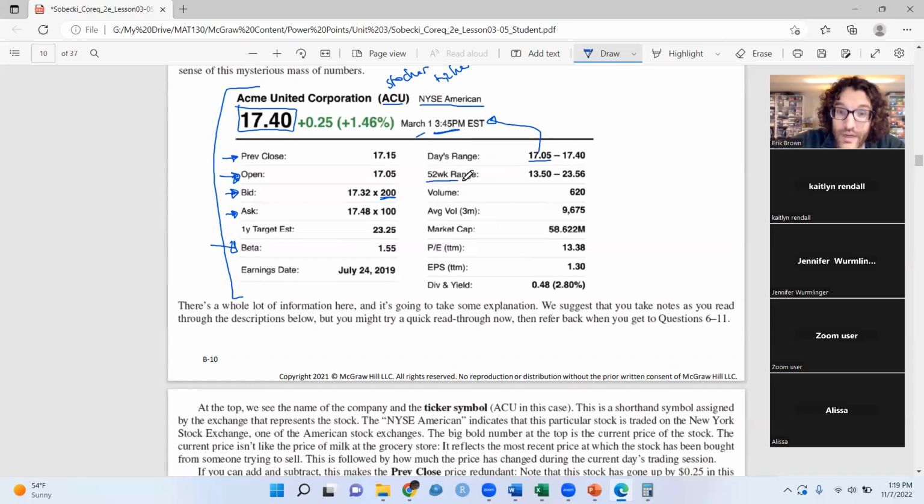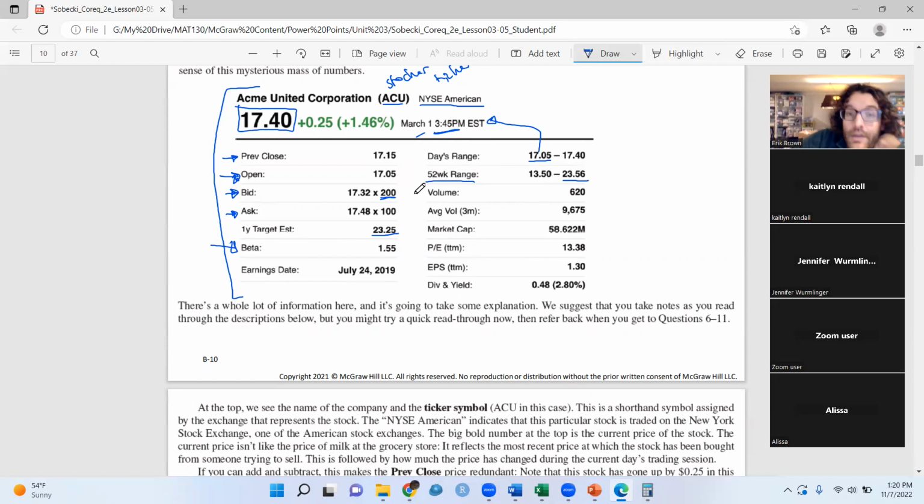And then the 52-week range is the same thing as the day's range, except that it's for a year-long period. So you can see that the high within the previous year matched the 1-year target estimate. At one point in the year before March 1st, the highest this stock was valued was $23.56, and the lowest was $13.50.